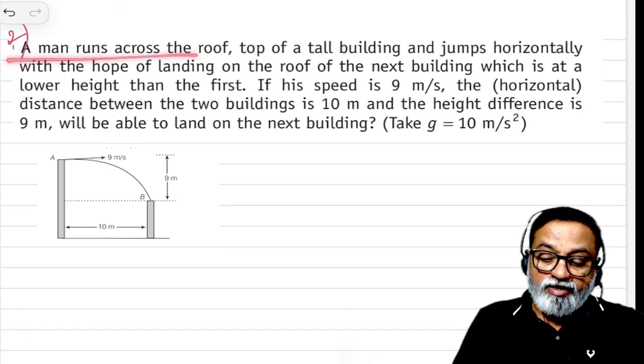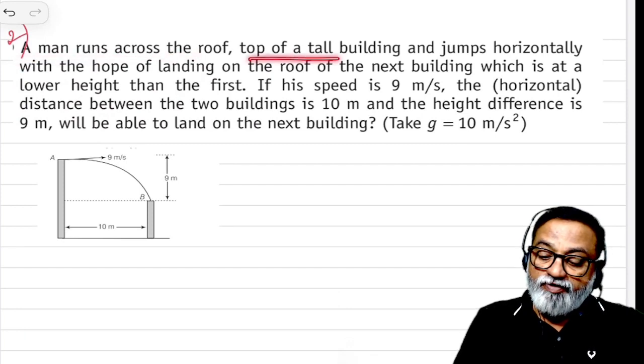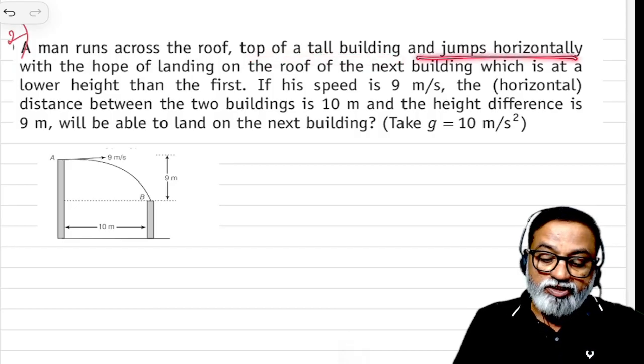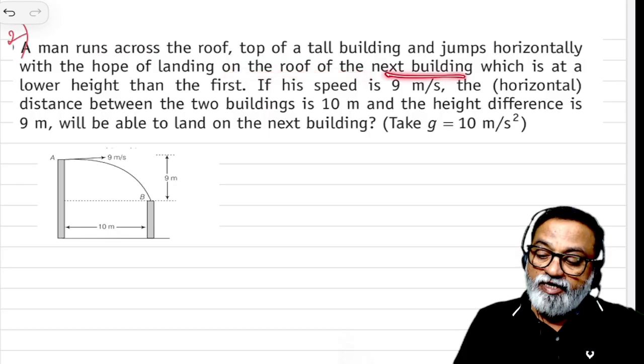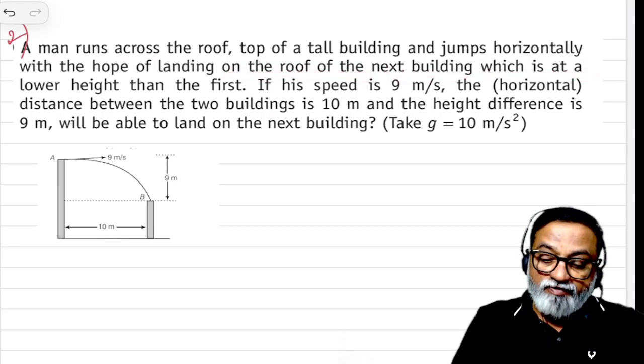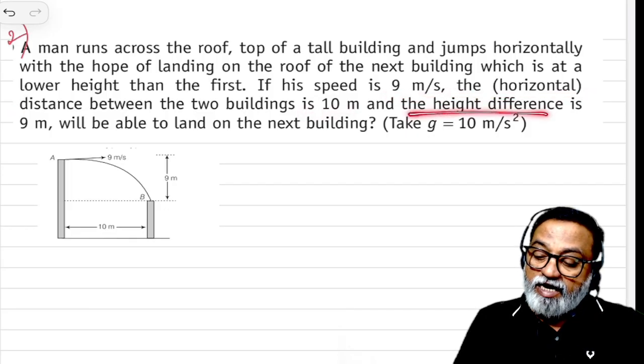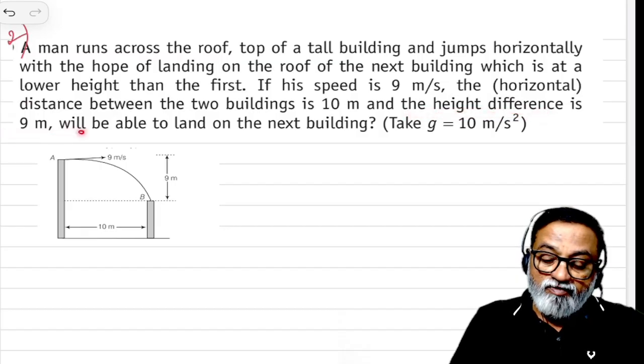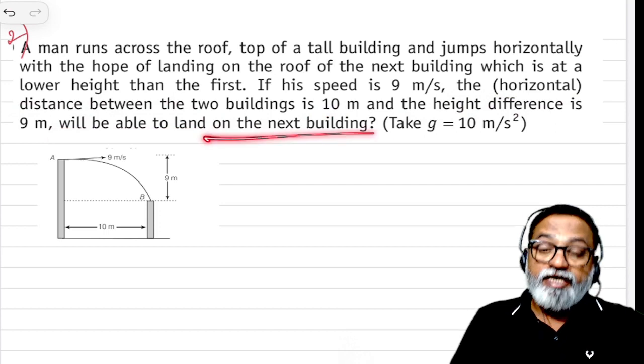A man runs across the roof, top of a tall building, and jumps horizontally with the hope of landing on the roof of the next building, which is at a lower height than the first. If his speed is 9 meters per second, the horizontal distance between the two buildings is 10 meters and the height difference is 9 meters. Will he be able to land on the next building?